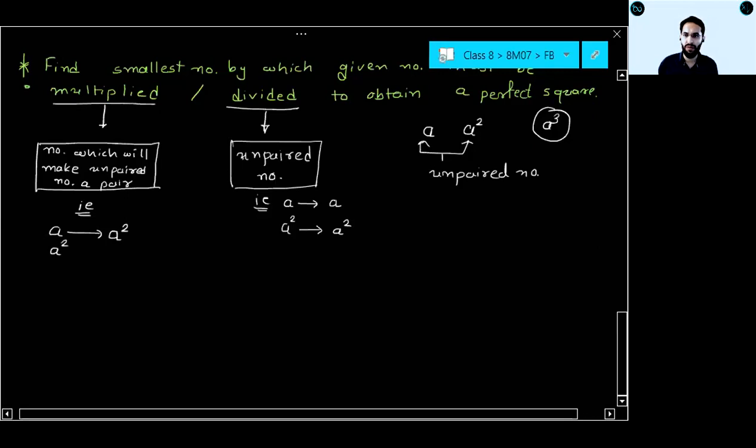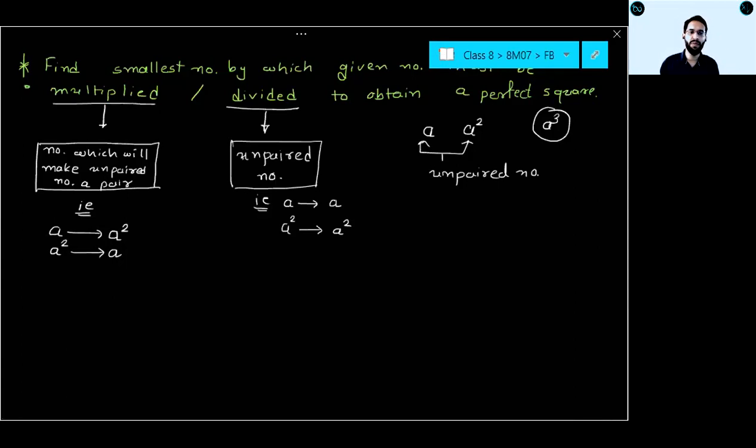For A square, what will be your answer? A or not? If A square is multiplied with A, it will become A cube. A into A square will become A cube. Are you getting my point? Please give me some response.